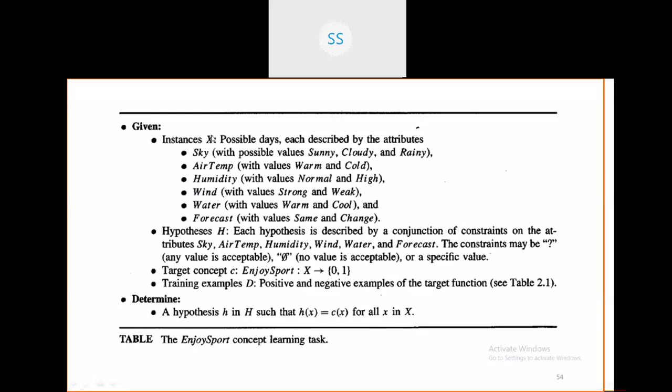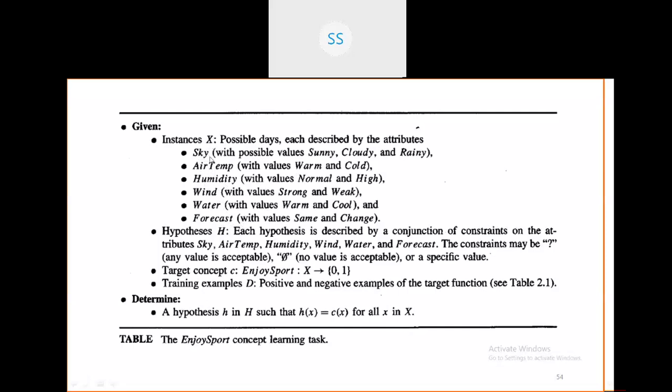This is my input, called X, and it accepts 6 different attributes or 6 different values. The attribute names are sky, air temperature, humidity, wind, water, and the forecast. These are the 6 attributes, alright. And for these 6 attributes, we are accepting the values for each day.